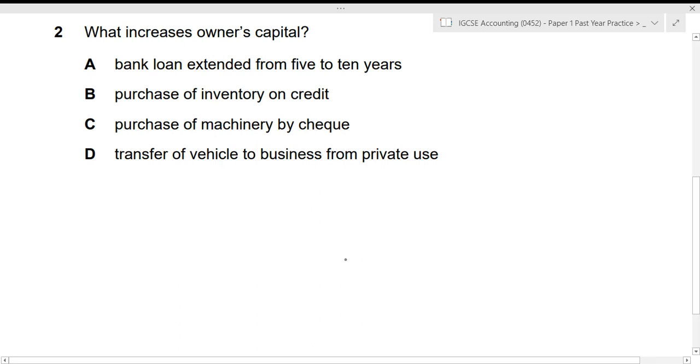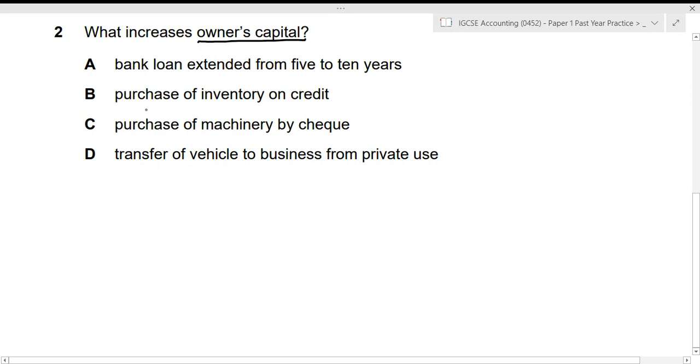So in this question, we have some capital, but remember that you should read the question carefully, because understanding the question is half of the answer. And before you get the right answer, you must look for the wrong answers because that's easier. Okay, so what increases owner's capital? It's a very simple, small question. What increases owner's capital? Whatever increases the owner's capital from the options is the right answer.